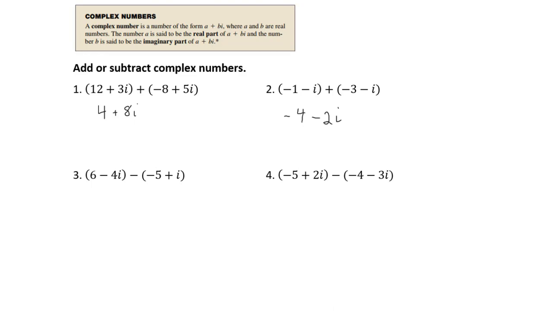All right, so number 3, we have subtraction. So that's 6 minus 4i. And with the subtraction, we need to apply it to everything inside that parenthesis. So that's plus 5 minus i. Negative 5 plus i becomes positive 5 minus i by applying that subtraction. 6 plus 5 gives you 11. Negative 4i and negative i give you negative 5i.